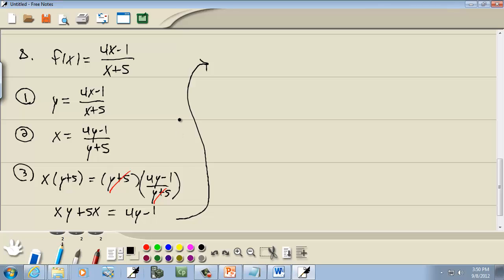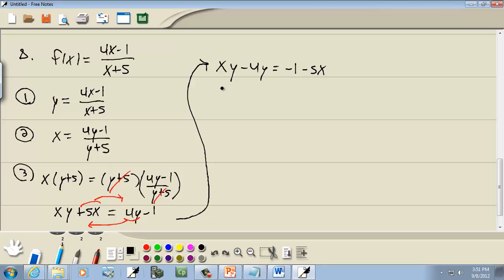May have been the second place people faltered, but when you're solving for a variable, you get everything with that variable on one side. So I'm going to take the 4y, move it to the left side, and take the 5x and move it to the right side. Anytime you take anything across your equals, remember the sign changes. So we got xy minus 4y equals negative 1 minus 5x.